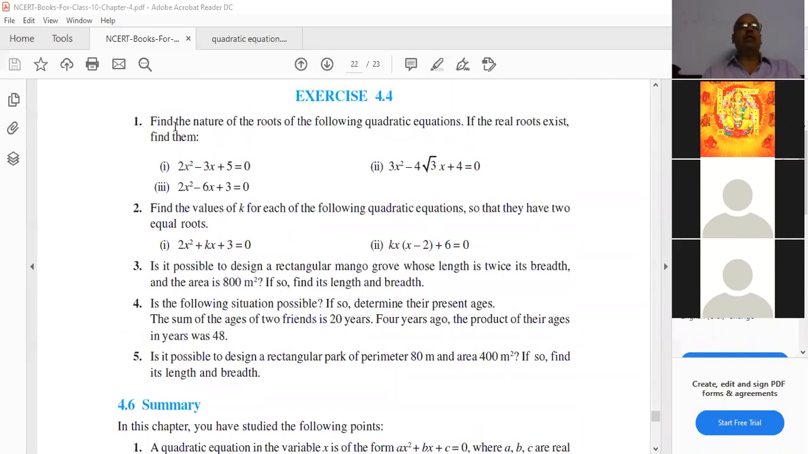And nature of roots, see. Find the nature of roots of the following quadratic equation. If the real roots exist, find them. Means if the real roots exist, find them, compulsorily you have to find b square minus 4ac, and you have to say whether real roots exist or not. Then only you have to find the roots. If it is mentioned like this in the heading, you have to find b square minus 4ac. If it is greater than or equal to 0, real roots exist. Otherwise, real roots do not exist. Then whether you have to solve or not depends upon the b square minus 4ac value.